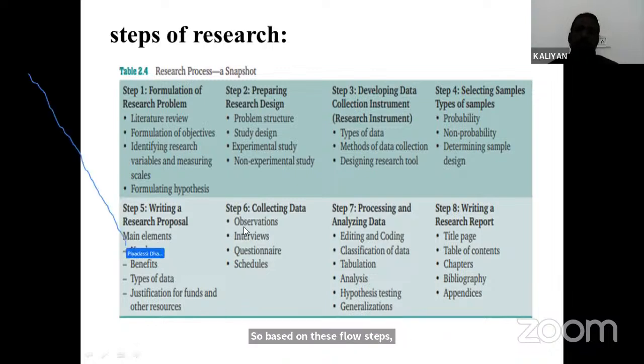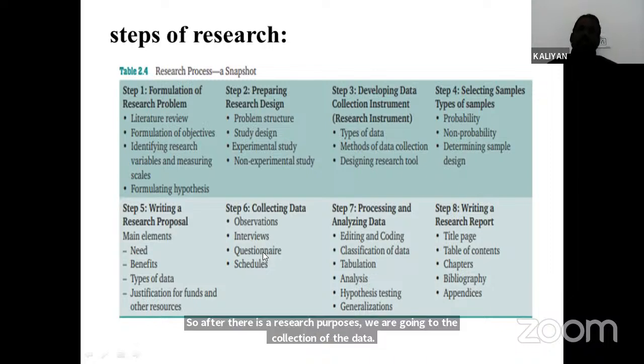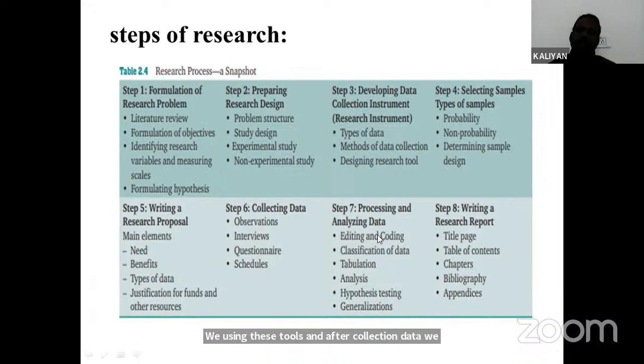The sixth is collecting data: observation, interviews, questionnaires, and schedules. After the research proposal, we go for the collection of data. We use these tools, and after collecting data, we process and analyze the data. For quantitative data, we go for statistical analysis. In qualitative, we use editing and coding, classification, tabulation, analysis, hypothesis testing, and generalization.